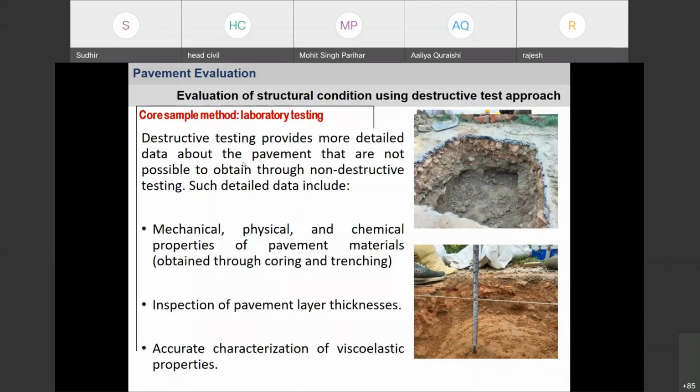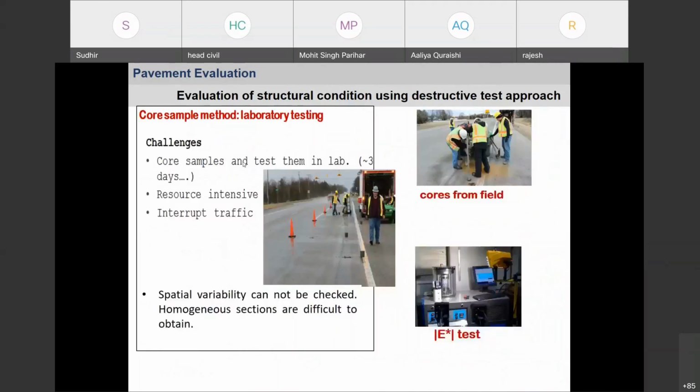So these are the benefits of taking samples from field or conducting destructive test. But then there are several disadvantages also, which makes this approach not lucrative. So what are these disadvantages? Major disadvantages are basically, as it involves taking core or testing in lab, this is time intensive. So you require time, minimum 3 days.